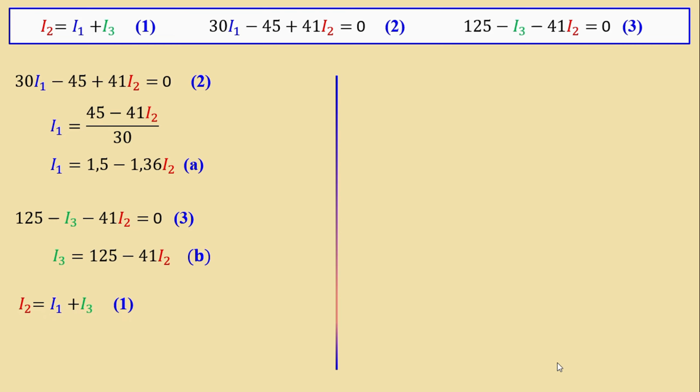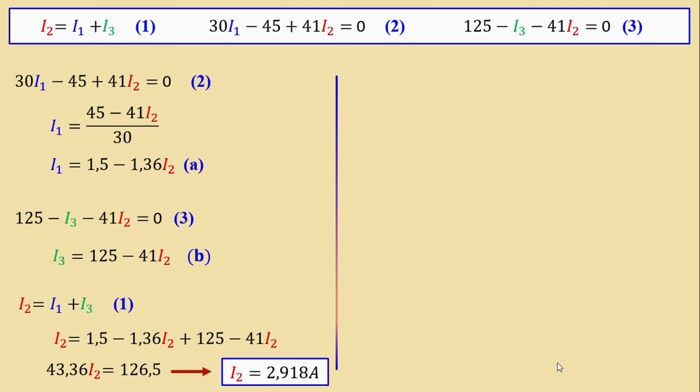We go now to equation 1. By substituting A and B in equation 1, we have I2 is equal to 1.5 minus 1.36 I2 plus 125 minus 41 I2. Finally, we obtain 43.36 I2 is equal to 126.5. We obtain I2 is 126.5 over 43.36. We obtain I2 is 2.918 amps.